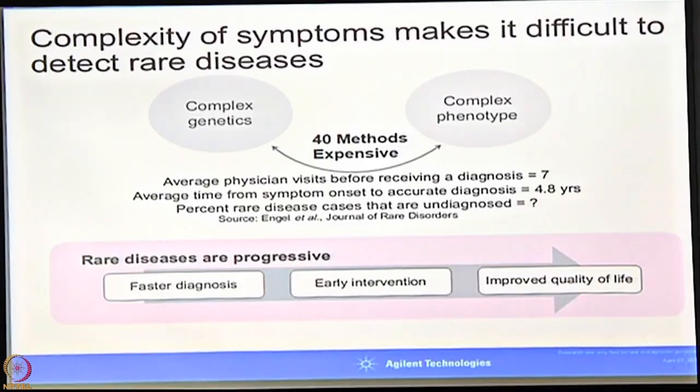But for treatment, if you have early intervention, if you know the cause very early, then with very early diagnosis you can do early intervention and improve the quality of life. So this is a challenge. If it takes 8 years just to diagnose, it would be difficult, right? That's why it is very important to diagnose the disease at a very early stage.